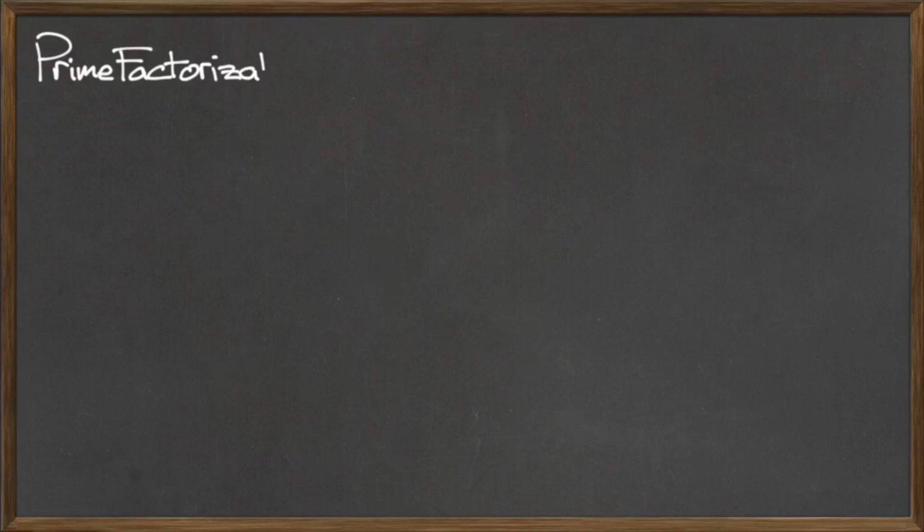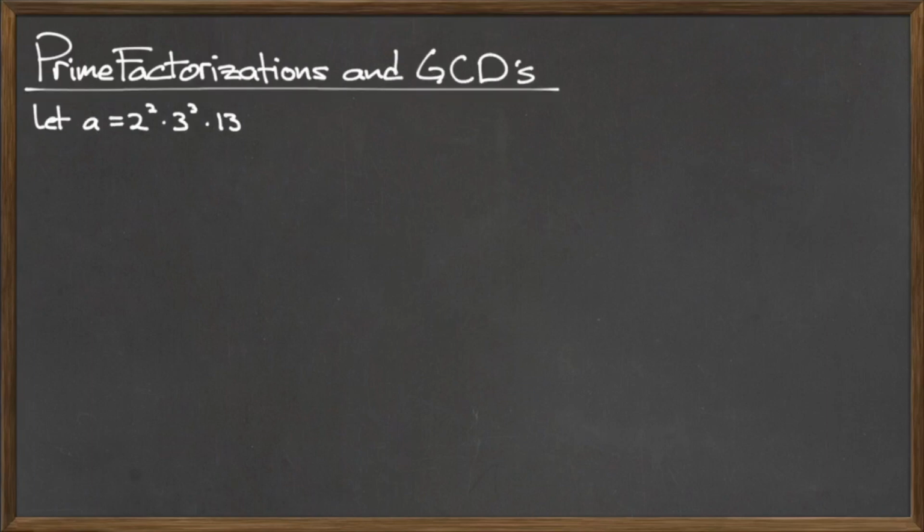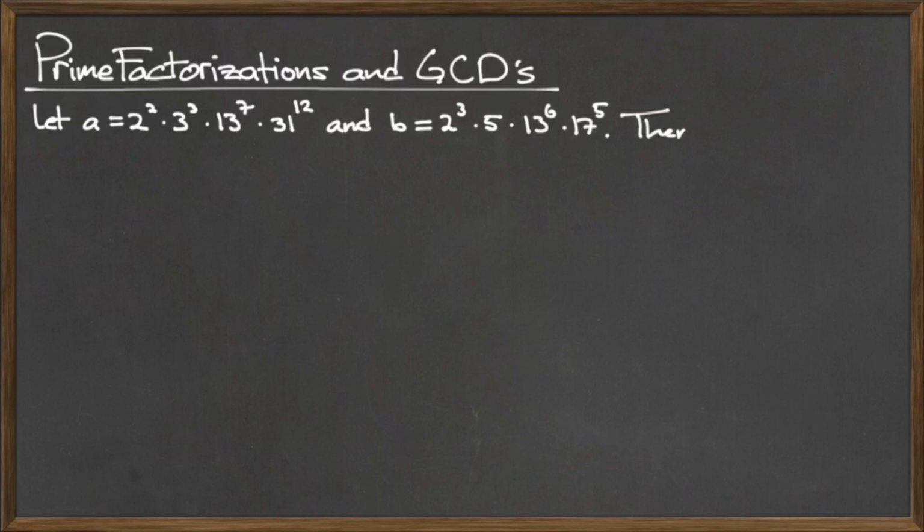To conclude this video, we will discuss the relationships between prime factorizations and greatest common divisors. Suppose we have an integer a whose prime factorization is given by 2 squared times 3 cubed times 13 to the 7th times 31 to the 12th, and another integer b whose prime factorization is given by 2 cubed times 5 times 13 to the 6th times 17 to the 5th. While we could multiply these factors out and use the Euclidean algorithm to compute the GCD, the prime factorization allows us to compute the GCD in a much faster way.